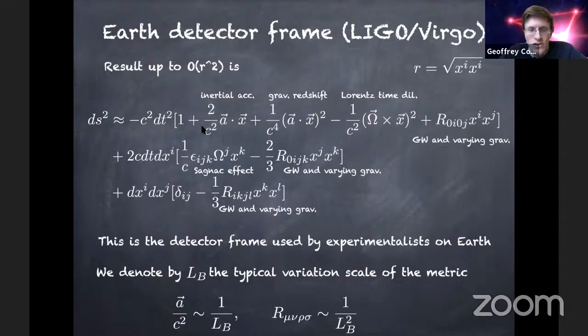There is an initial acceleration, a redshift. Due to the Earth rotation, there is the so-called Sagnac effect, and also Lorentz time dilation due to the rotation. And then the gravitational waves appear here at second order in X due to the curvature. So there are plenty of effects that are competing here to measure deviations of the standard Minkowski metric. So this is the detector frame used by experimentalists.